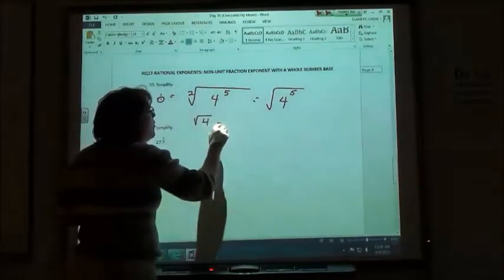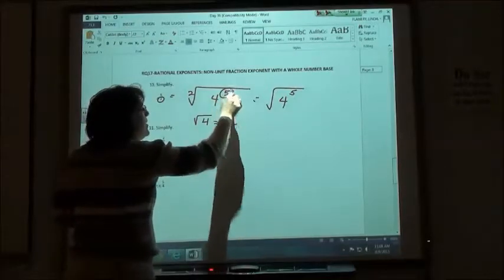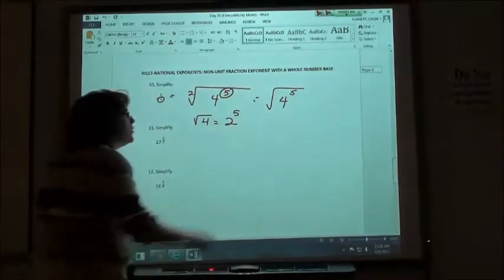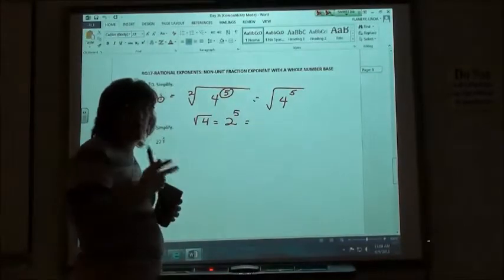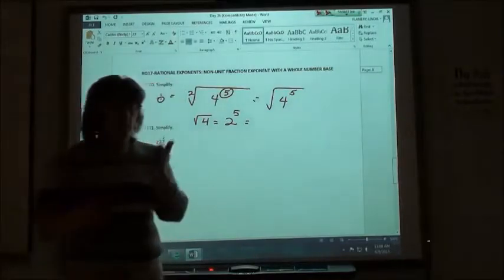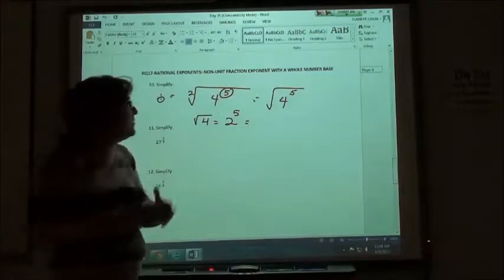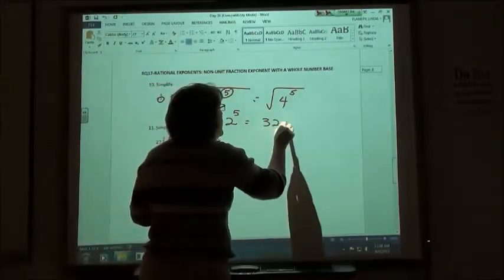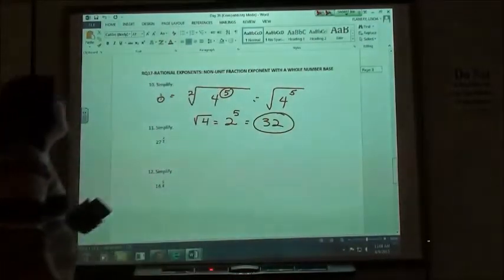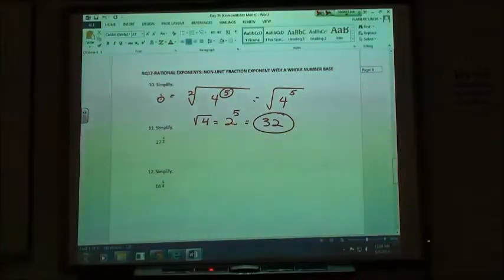The square root of 4 is 2. Then do the exponent, 2 to the 5th. 2 times 2 times 2 times 2 times 2. 2 times 2 is 4, 4 times 2 is 8, 8 times 2 is 16, 16 times 2, 32. Now again, yes, you can check these with your calculator.